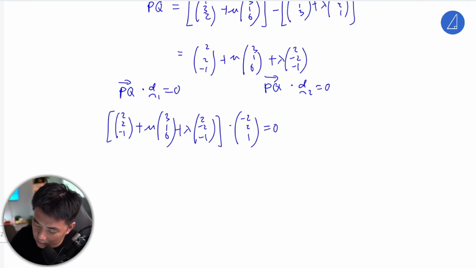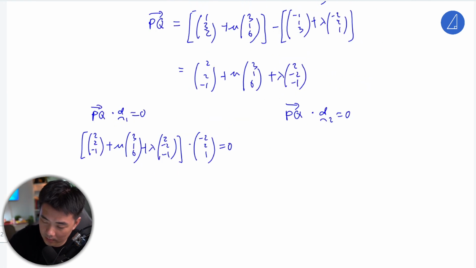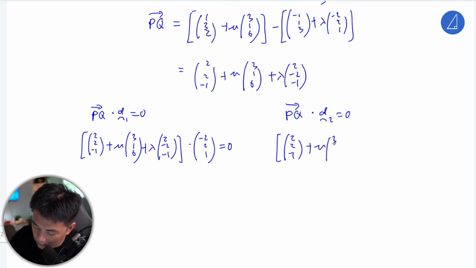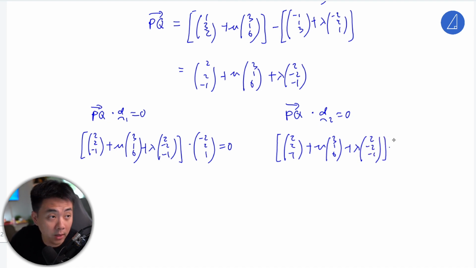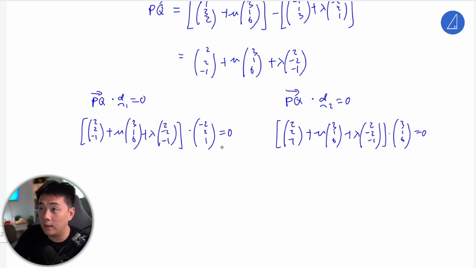Then d2 will be 2, 2 minus 1 plus mu, 316 plus lambda, 2 minus 2 minus 1, a dot with d2, which is a 316. 316 equals 0. Okay, now we're going to just expand everything, so dot them, get two simultaneous equations and solve it.